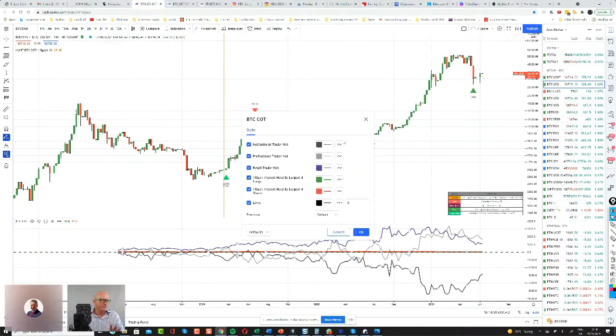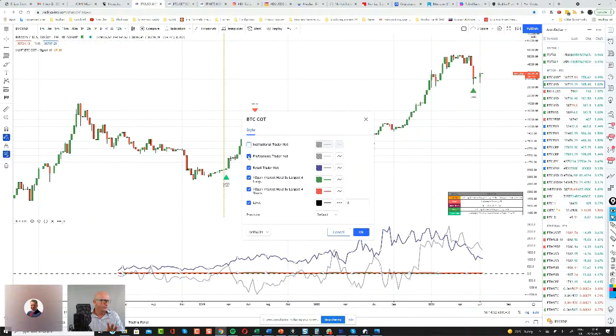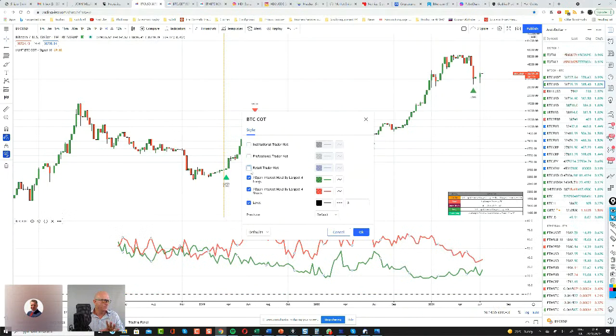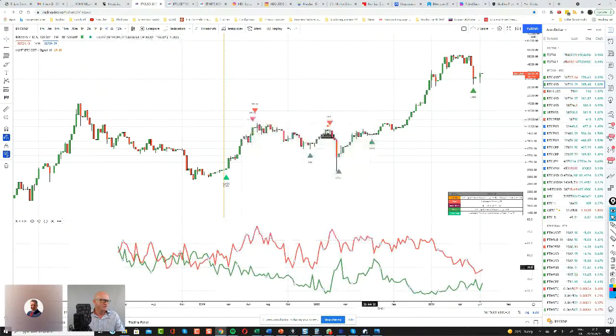But none of that was of interest to me. So I took them off, and this was how we came to construct our indicator. I just wanted the biggest guys in there, the longs and the shorts. So that's essentially what I got.